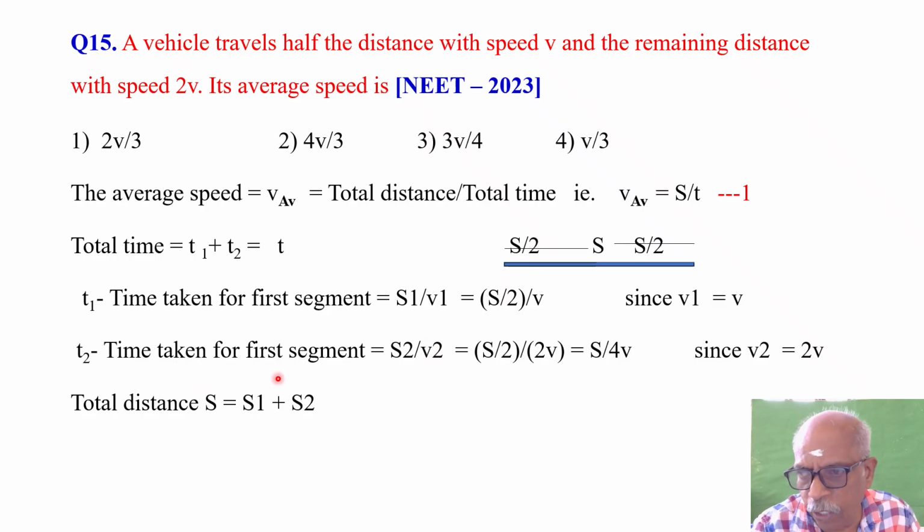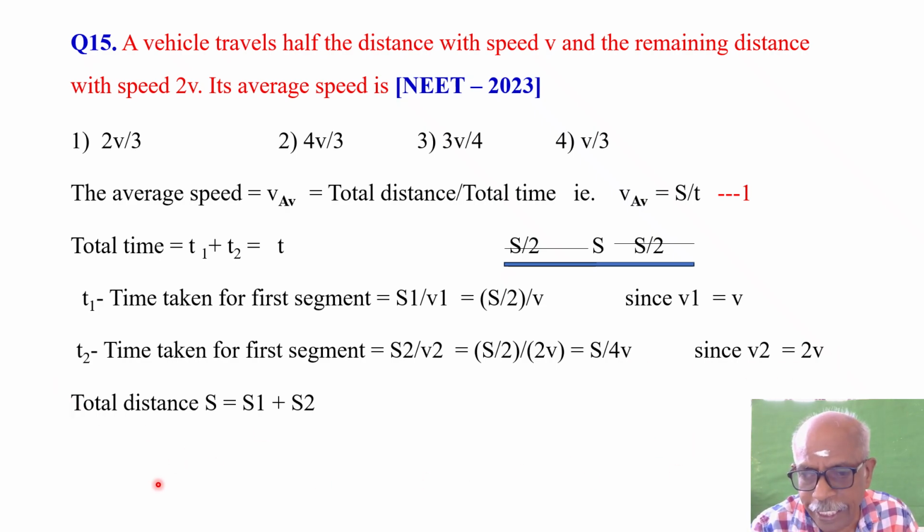T2, time taken for the second segment, is S2 by V2. What is S2? Once again it is also S by 2. S by 2 divided by 2V is equal to S by 4V, since V2 is equal to 2V. That you know very well.